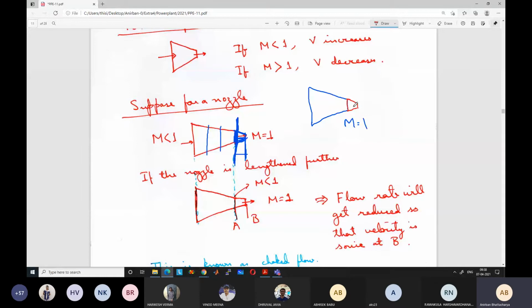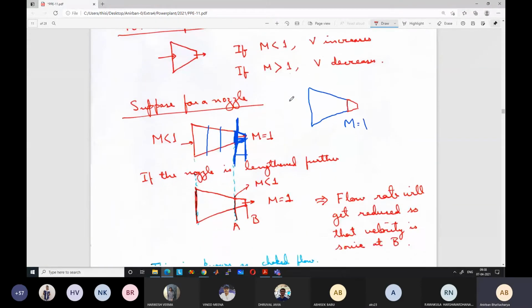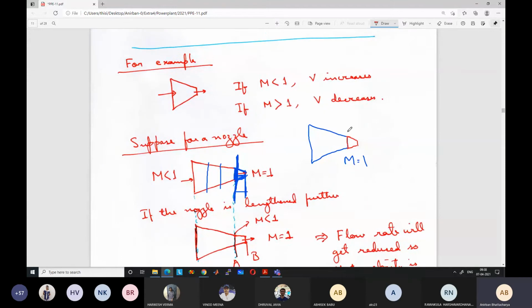And if the velocity has to decrease, then it has to be a supersonic flow. Then it has to act like a diffuser, like we have seen here. If the velocity has to decrease, it has to be a supersonic flow, Mach number has to be greater than 1. But here the Mach number is 1. So if the velocity decreases, then the Mach number becomes less than 1. So it cannot be supersonic flow. So both these situations are not possible.